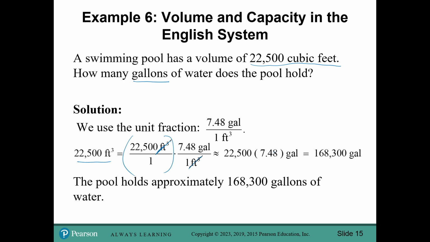That will render me the number of gallons that this volume of swimming pool here can hold. So we see by this conversion that it's going to hold approximately 168,300 gallons. So the pool holds approximately 168,300 gallons of water. It's a lot of water. That is a lot of water.